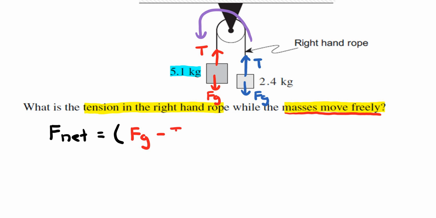Minus the tension in the rope. All right, and that allows the system to go towards the left-hand side, in the counterclockwise direction. Then I need to add this to the free body diagram for the 2.4 kilogram mass. Well, we have to understand that the 2.4 kilogram mass is going in the upwards direction, right? So therefore, the tension comes first, and then we subtract the Fg.